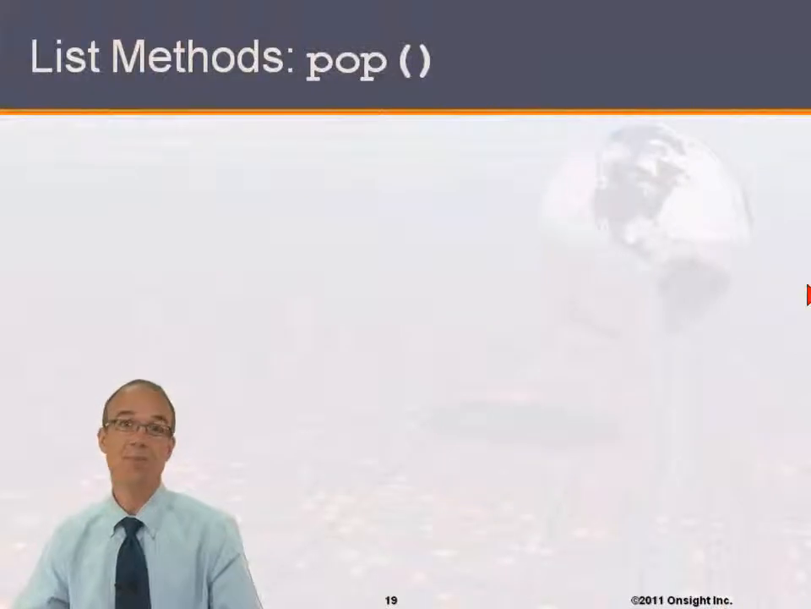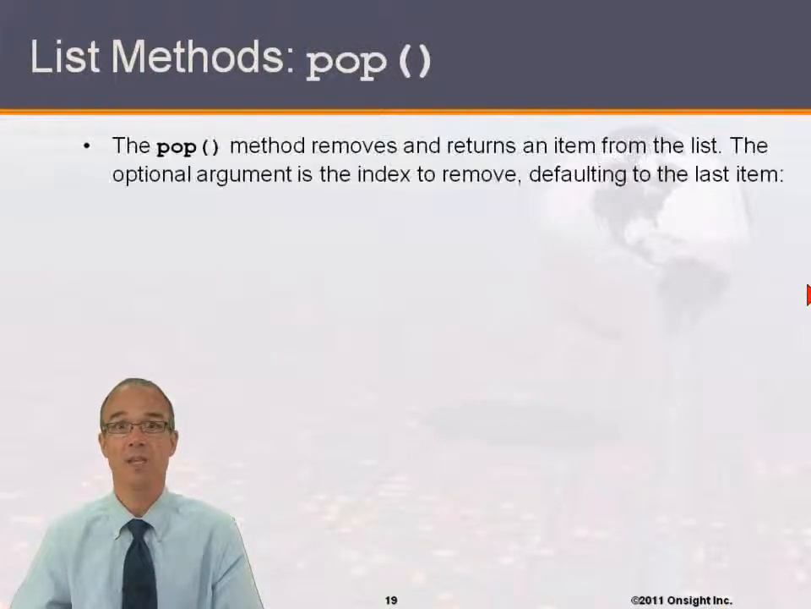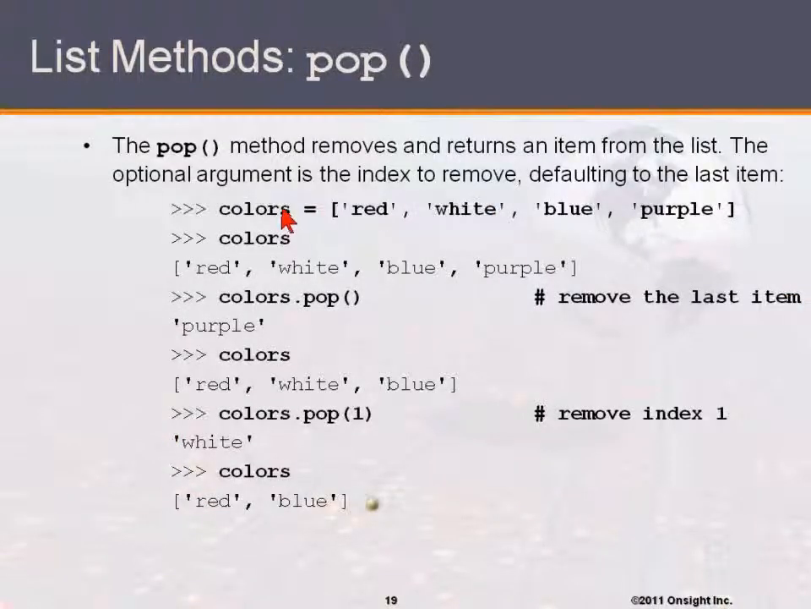Okay, our next method is pop. Pop removes an item from a list. So if we start colors with red, white, blue, purple, and then we do colors.pop, by default it removes the last item. Notice that purple is the last item. It gets returned back. So colors.pop removes the item and returns it back. And then if we look at colors, we see sure enough, there's no more purple in there.